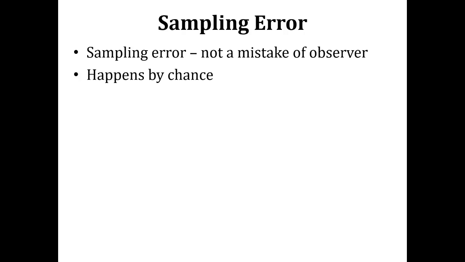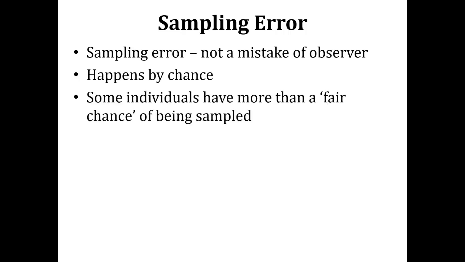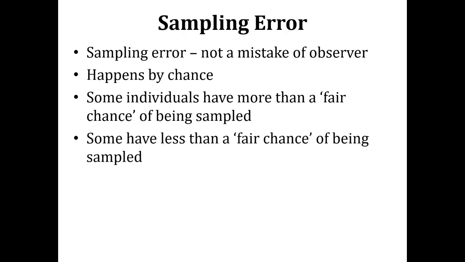So it is inherently present in the sampling procedure, and it's not at all the mistake of the observer. It happens by chance. And why does it happen by chance? Because some individuals have more than a fair chance of being sampled as compared to the other individuals.